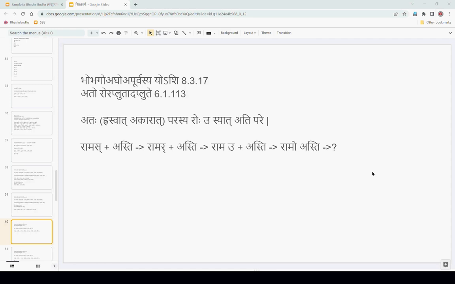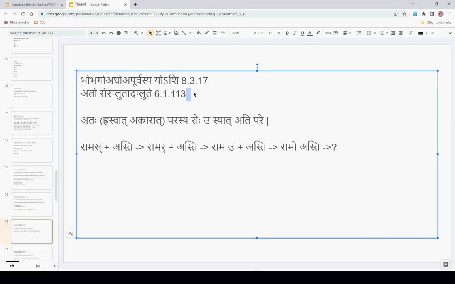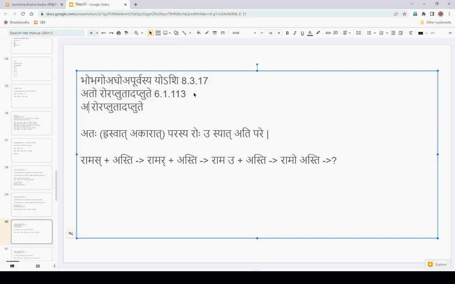Ato ro raplutad aplute. So in this, what are the parts? How do we split these words? Padachchedanam katham bhavati? Ataha roho aplutat aplute. Ataha, roho, aplutat. I think just type it so that it will remain here. Ataha, roho, aplutat, aplute. Now we'll have to see the meaning of each word here.